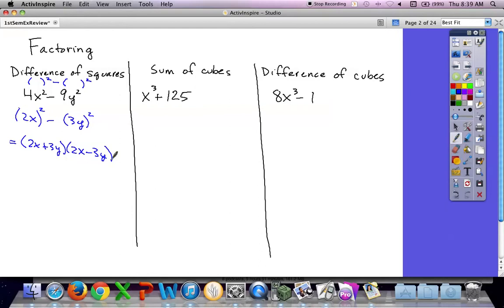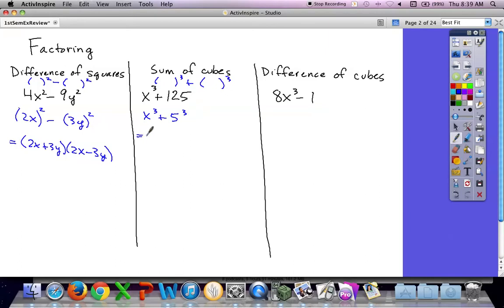Right? Right. This is the sum of cubes. Right? Which means the sum is a plus, and it should be two things that are being cubed. Okay, is it written like that? No, but again, you should recognize 125 is a perfect cube. What number cubed equals 125? 5. Right? So you write it as x to the third plus 5 to the third.